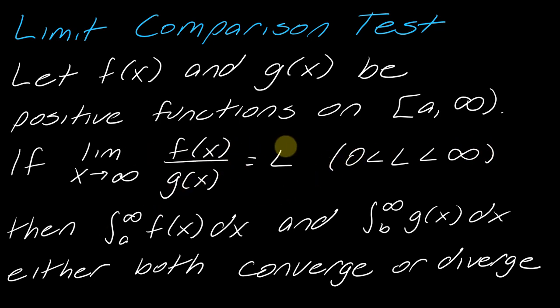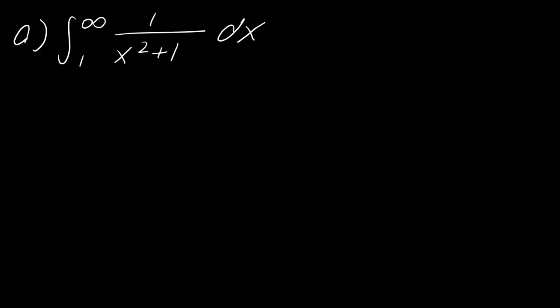So if this limit exists, then what that means is either both of these integrals converge or both of these integrals diverge. So if this has an answer, then you don't have to worry about which one's larger, which one's smaller. It's just if this division has an answer and you know something about one of these two integrals, then either both converge or both diverge. Okay, so let's take a look at a couple of examples of this.